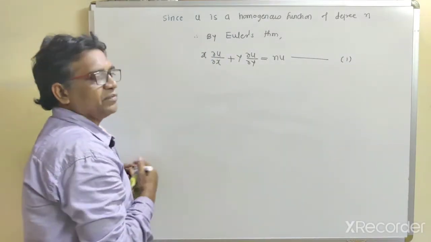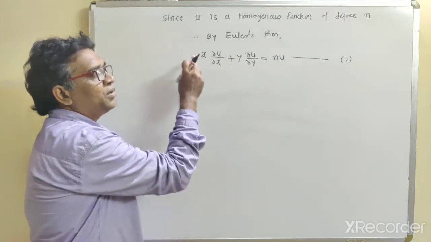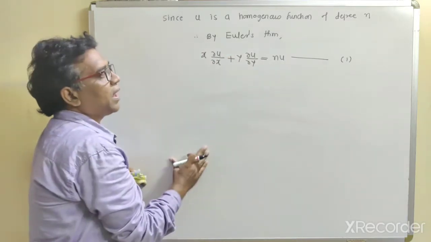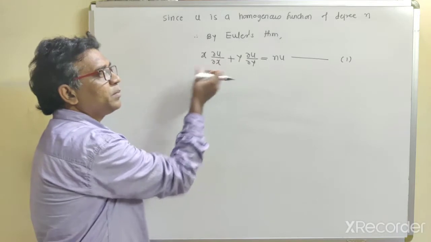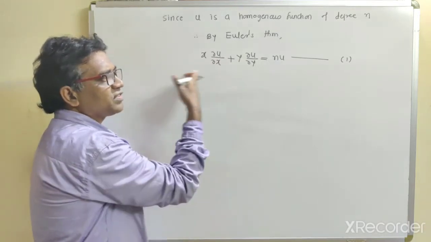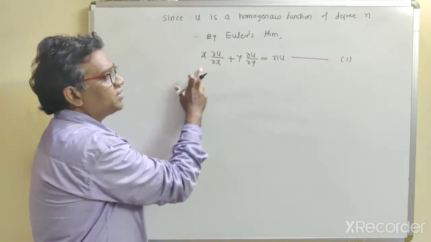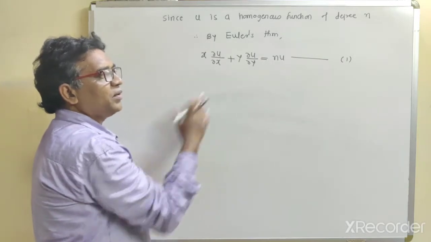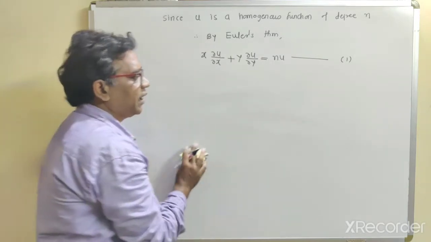So see what is given. u is a homogeneous function of degree n, so we can use the statement of Euler's theorem. So this is the statement of Euler's theorem: x into del u by del x plus y into del u by del y is equal to nu.